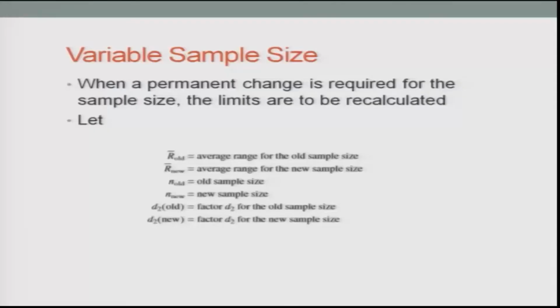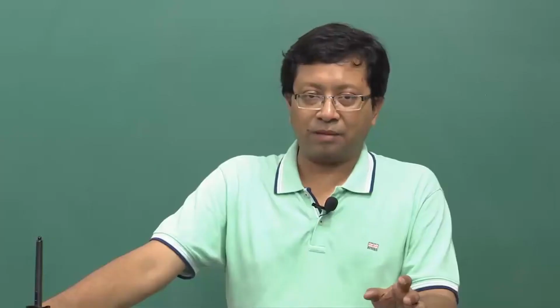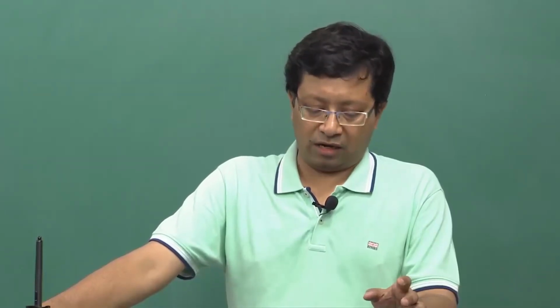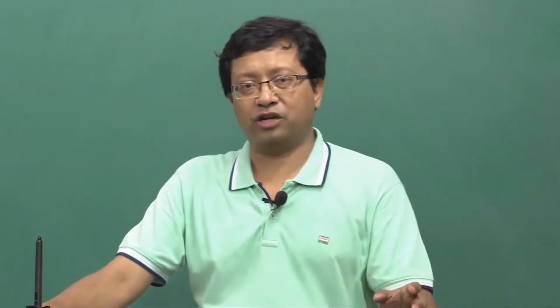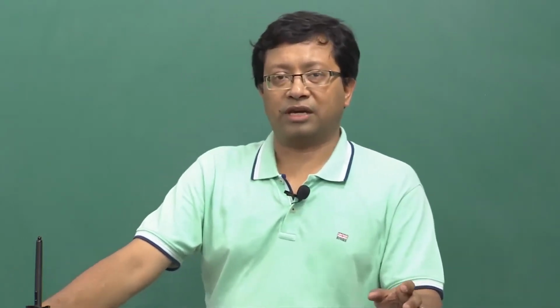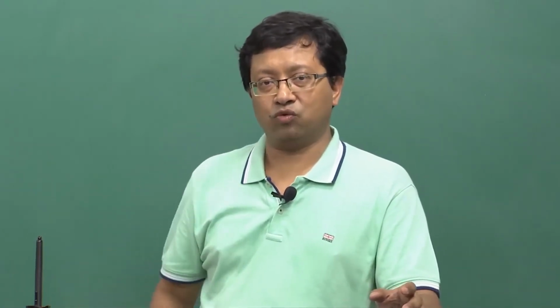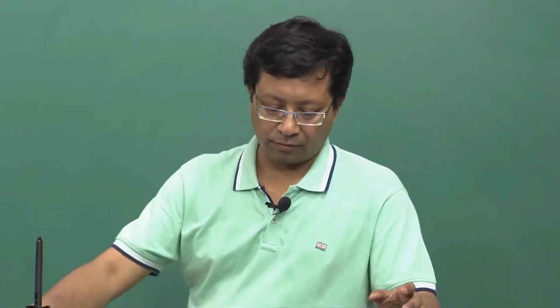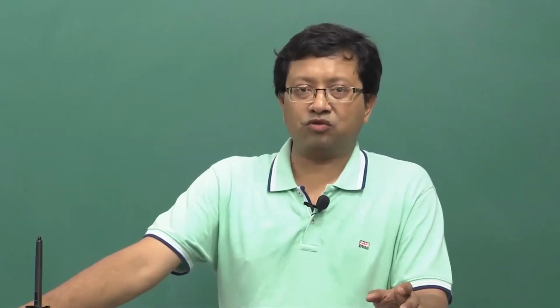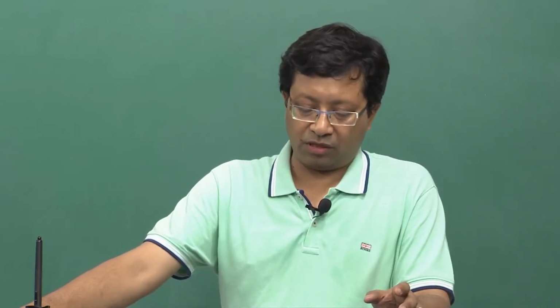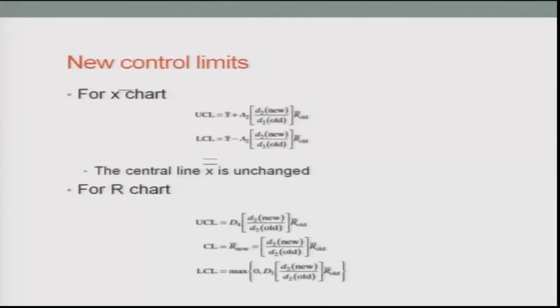So, D2 old would be the factor you will utilize to multiply to find the so-called ranges for the old sample, which is N old, and D2 new would be the factor used when the new sample size, N new, is being utilized. In this case, when you are using the X bar charts, UCL and LCL are the upper control limit and the lower control limit. So, in that case we need to find the new UCL and LCL.